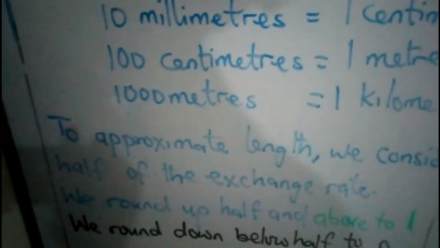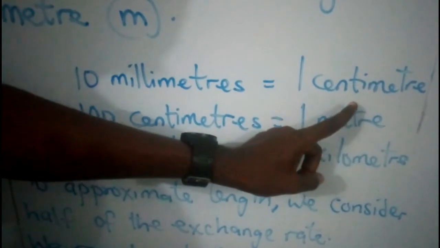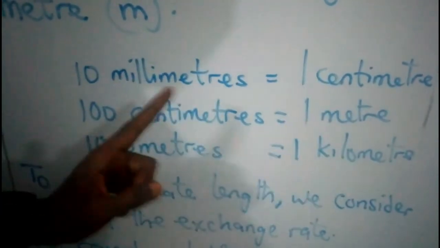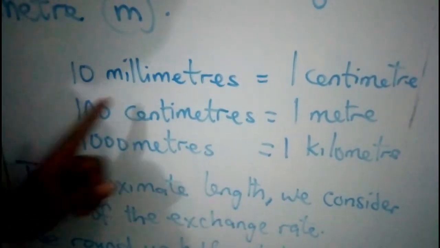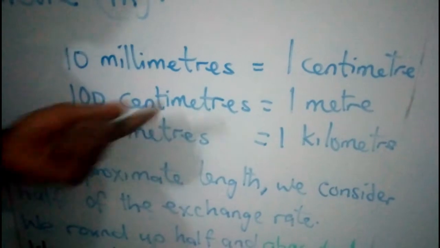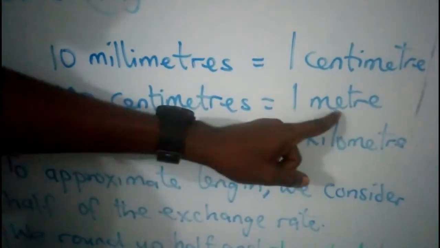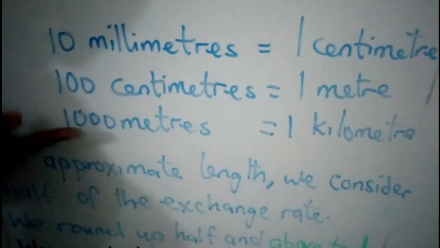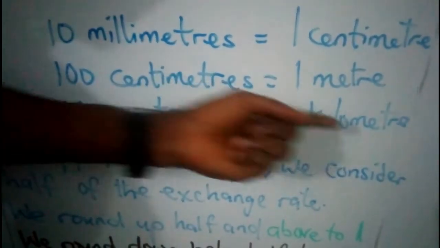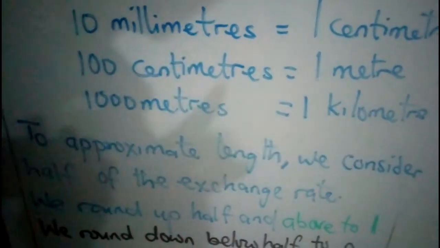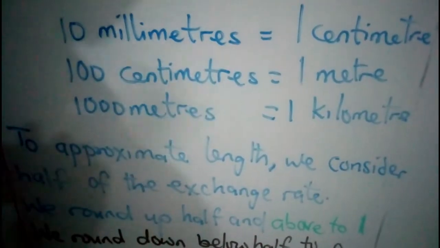Another thing I want you to note is that the relationship between millimeters and centimeters is that 10 millimeters equals 1 centimeter. So the exchange rate between millimeter and centimeter is 10. Okay, note that point. 100 centimeters equals 1 meter. That's the relationship between centimeters and meters. And the exchange rate between centimeters and meter is what? 100. And finally, the relationship between meters and kilometer is that 1000 meters equals 1 kilometer. And the exchange rate between these two units is what? 1000. So I need you to know the exchange rate between each of these units.